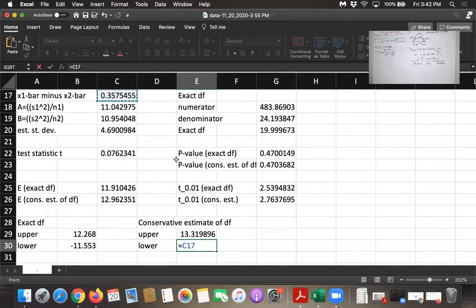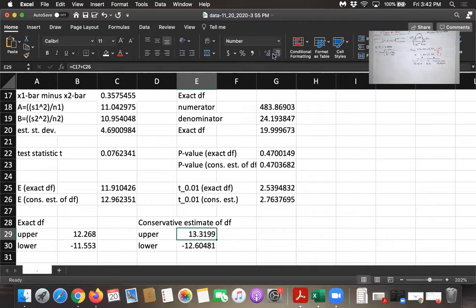And then we're going to take x sub 1 bar minus x sub 2 bar and subtract the error. Those are quite a bit different this time. It's because those margins of error are very different. And the margins of error are very different because the t sub 0.01 is very different depending on the number of degrees of freedom.